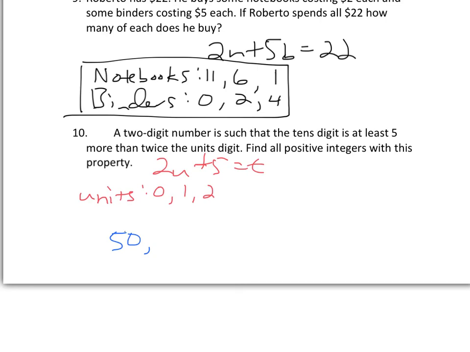Now, I also know that 60 is going to work, 70 is going to work, 80 is going to work, 90 is going to work. Why do I know that? Because it's at least 5 more than twice the units digit. Okay, so all of those work.